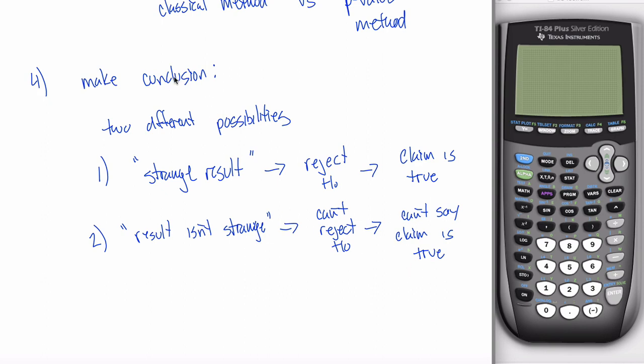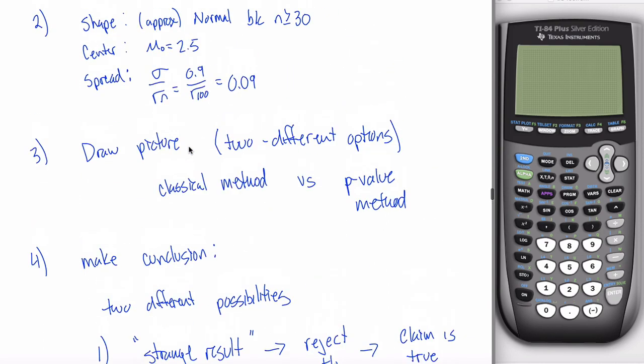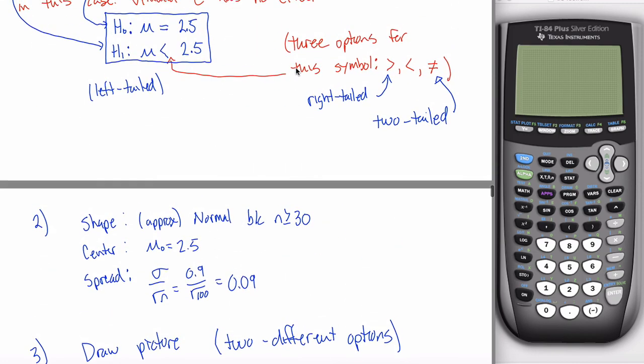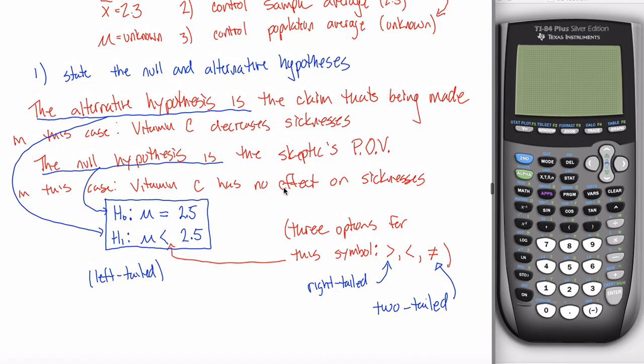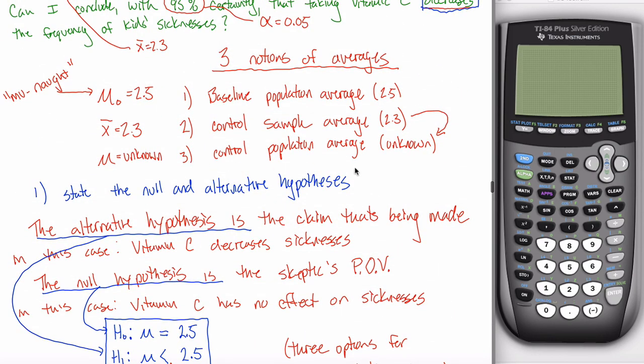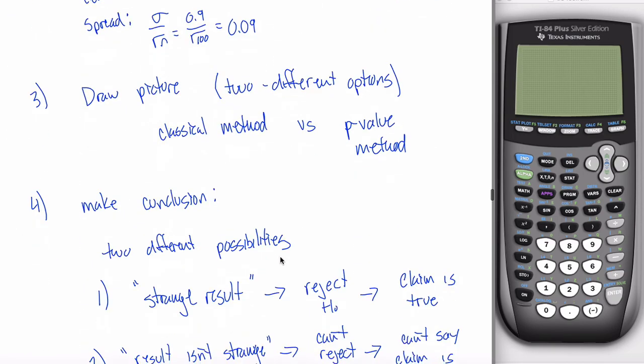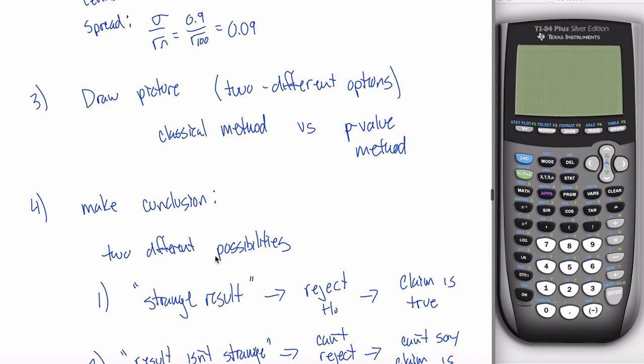There's only two possible conclusions that you can make. One will correspond with this first guy, one will correspond with this second guy. But really, I can't give you the fine details of this just yet because I have to show you how to draw the picture. But drawing the picture is intense enough that it deserves its own video. So I'm going to pick up with this same example in the next video. In this video, I just want you comfortable with the notation and the symbols, the three different notions of averages, the null and alternative hypothesis, and then maybe big picture what we're doing when we're making our conclusion.